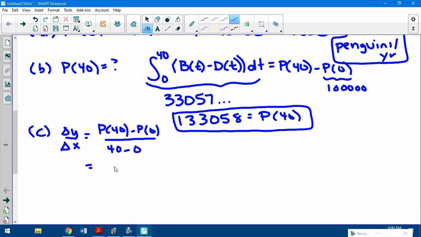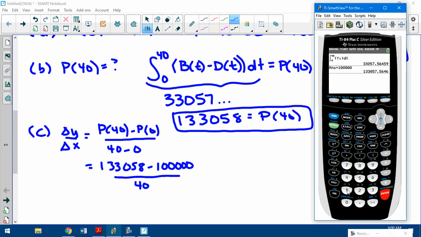Okay, well, the population at 40 is what we just found, 133,058, minus the population at 0, which is 100,000, all over 40. And I can plug that in.